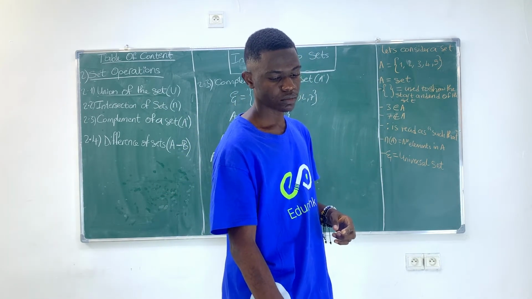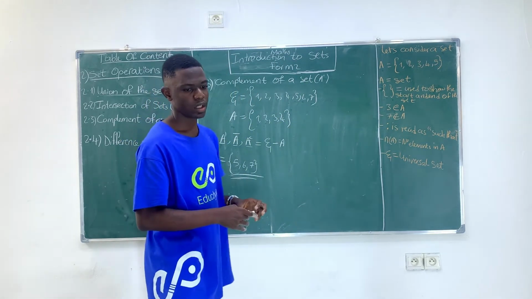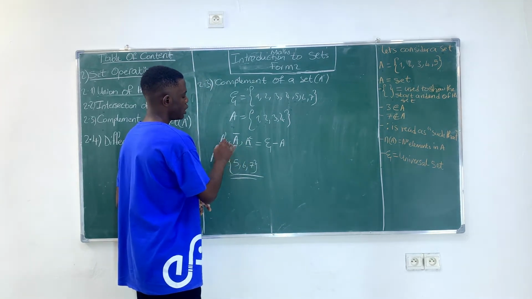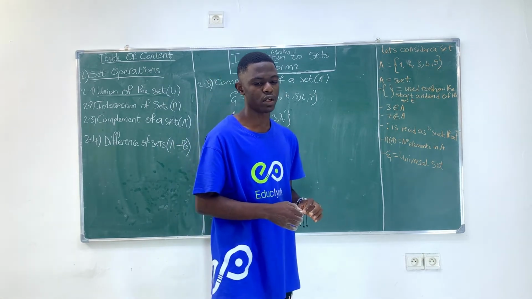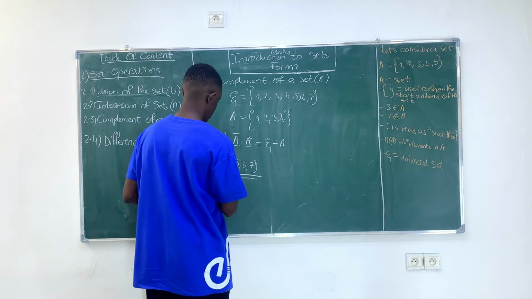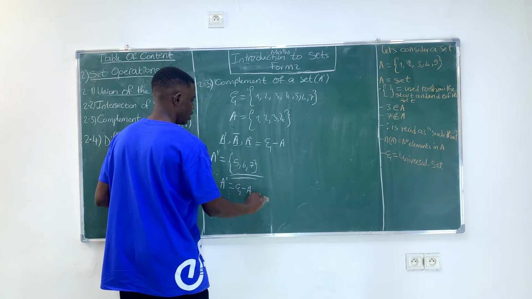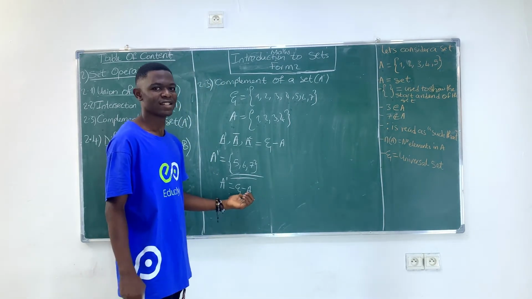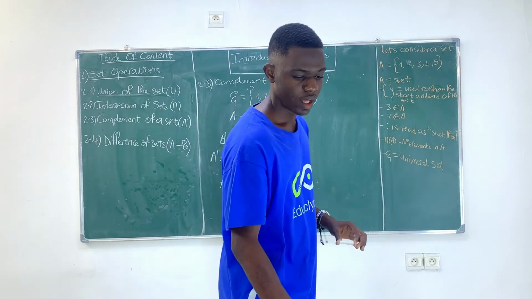So, as I said, the complement is A complement, or A prime. It can be written like those three. And the formula is A prime is equal to zeta minus A.